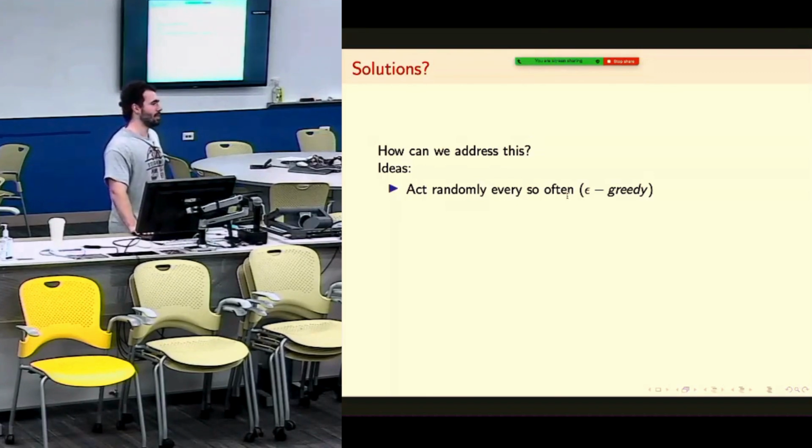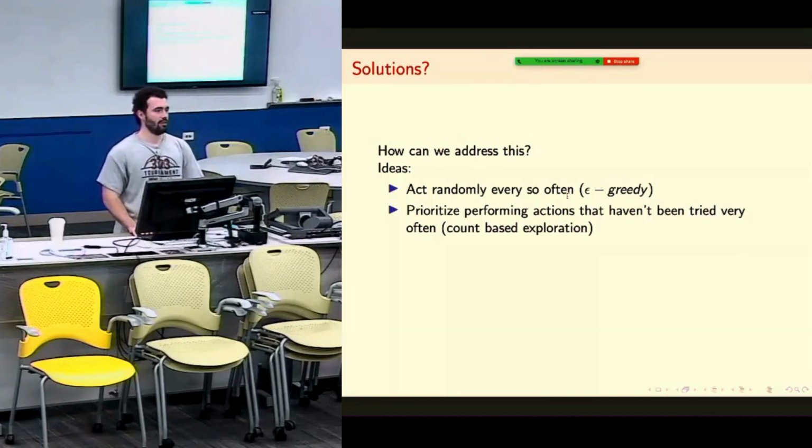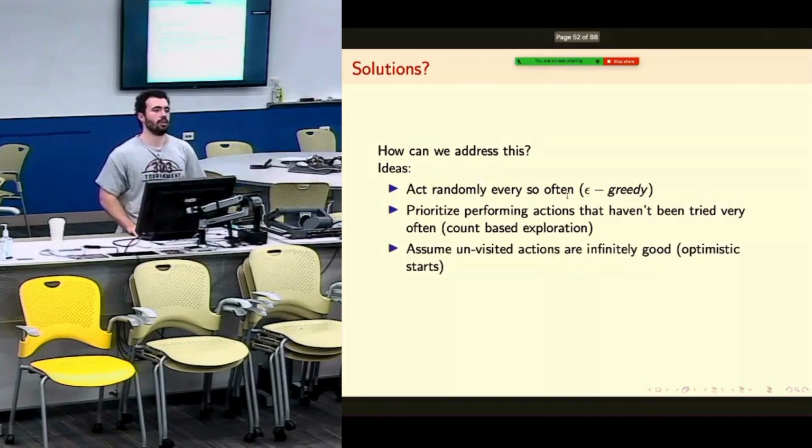And then the rest of the time, you take the best action available to you. Another thing is that you could prioritize performing actions that haven't been tried very often. So instead of just exploring randomly, you could say, I'm going to go to the thing with the highest value, given that I've explored it less than 10 times or something, right? I want to take the best thing that I've not explored yet. Something like that would work. This is called count-based exploration.